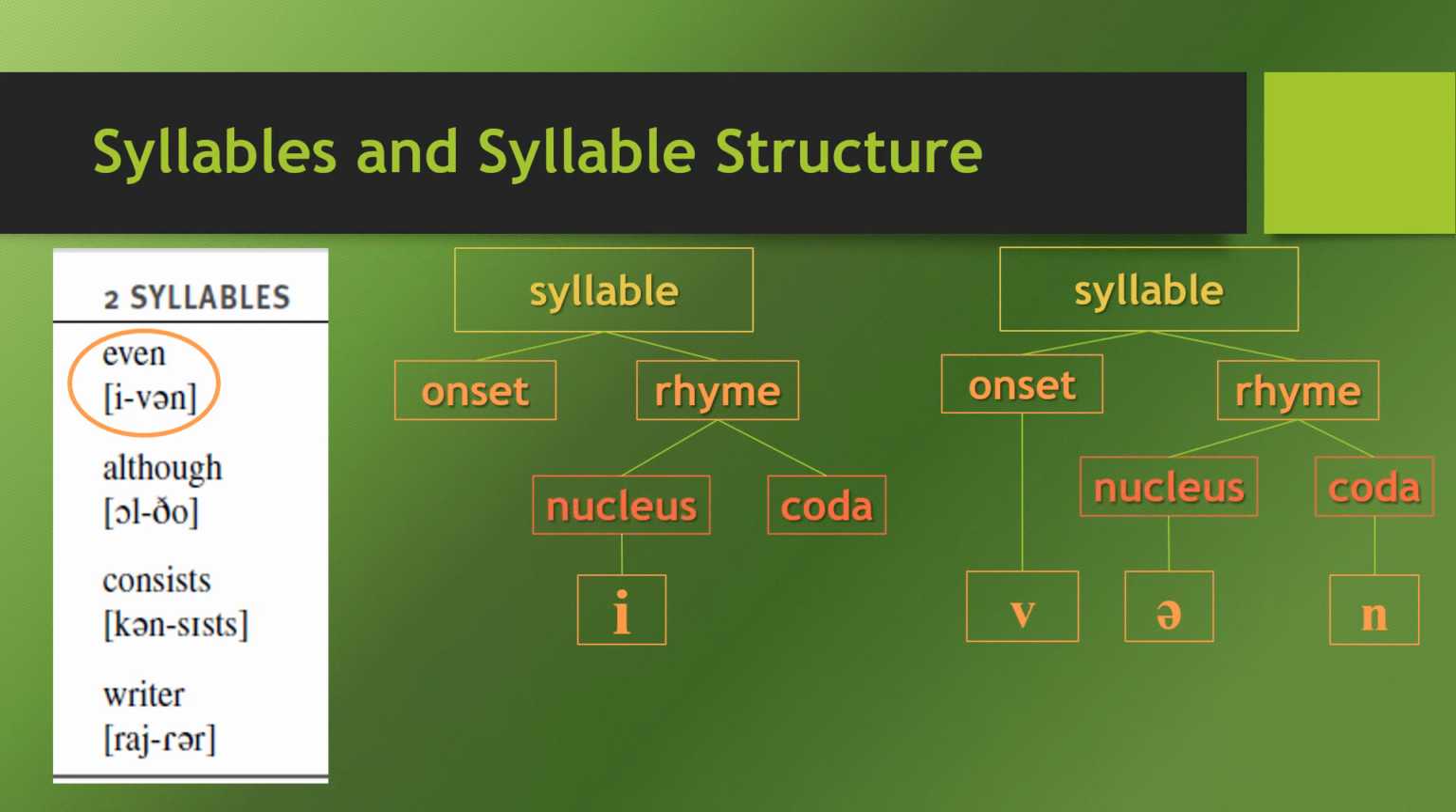The next example is the two-syllable word, even. Now, this word has two syllables. In the first syllable, as you can see, it has no onset and no coda, but it has only a nucleus, the long E. So that means that a single sound can constitute a syllable, and this sound is the long E. The second syllable is composed of the phoneme V, and the nucleus is the schwa sound, and then the coda is the phoneme N. Even.